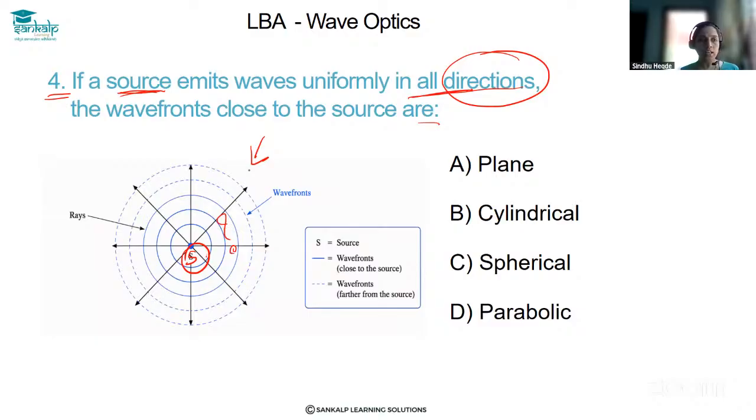As we know, light travels at the same speed in all directions, so it forms concentric spheres of equal phase. Here also this is our source which emits waves, uniformly distributed in all directions like this. These all are the wavefronts. So the wavefront close to this source is in the form of concentric spheres. So the correct option is option C, spherical. Option C is the correct answer.